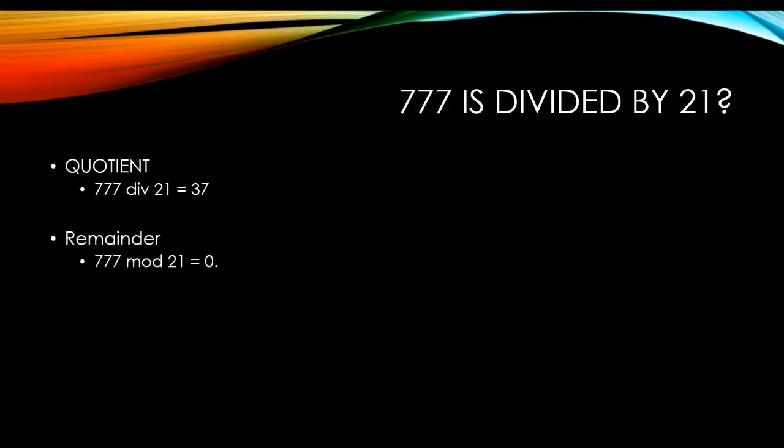And for 777 divided by 21, again for the quotient, our function is div, so 777 div 21. The result is 37. The whole number is 37. And then the excess using mod, the result is 0. So it means that 777 is divisible by 21. So 21 is a factor of 777.